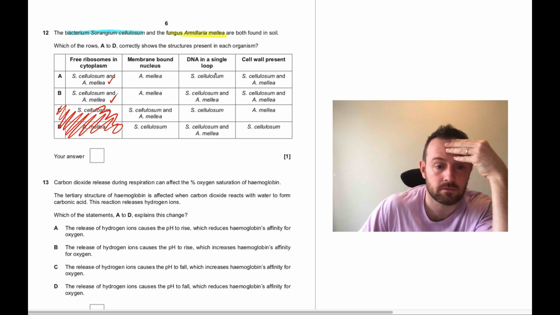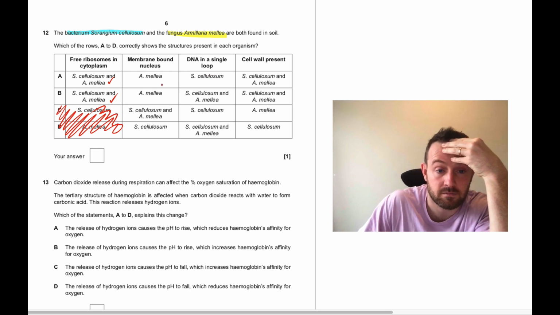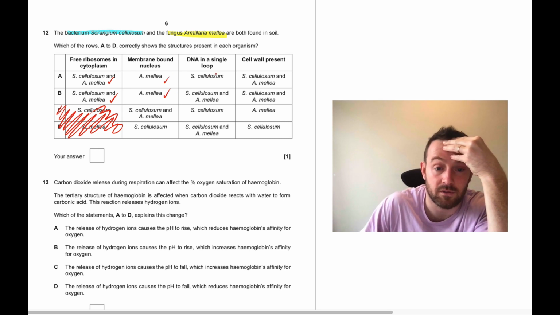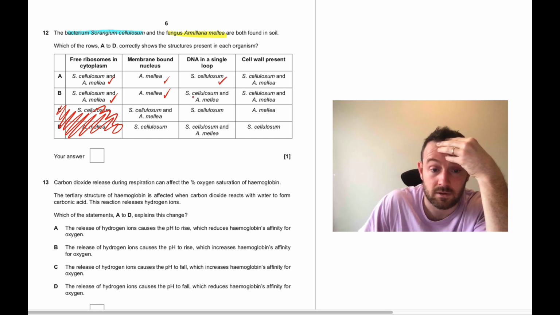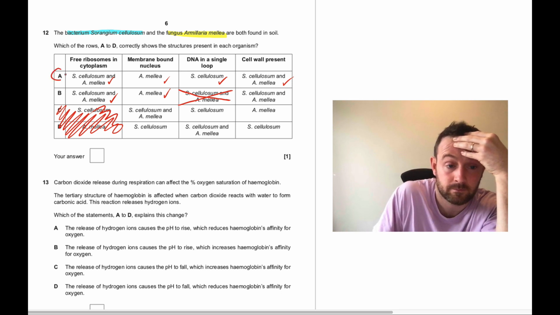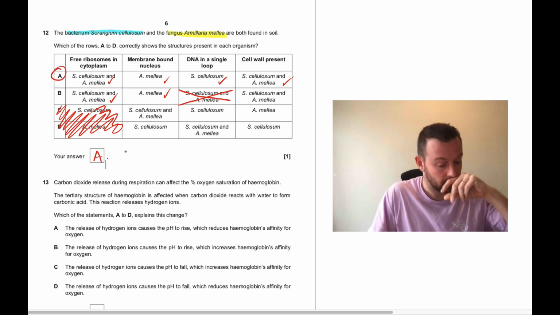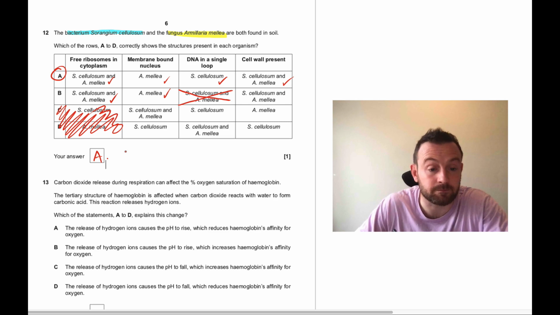Membrane-bound nucleus. Yeah, it's only the fungus, so that's good. Okay, well, doesn't give us anything. DNA in a single loop. Well, that's only the bacteria, so it's not this one. Let's double check this. Cell wall present. Well, it could be both, in fact. Probably is both. So, yeah, it's A. That's easy. All right. 13.